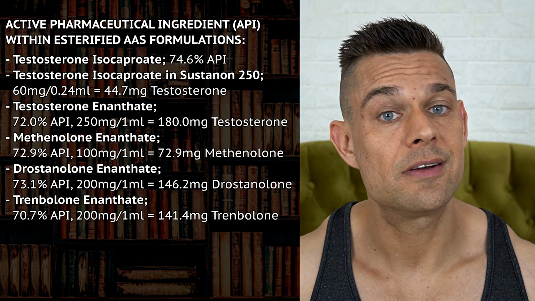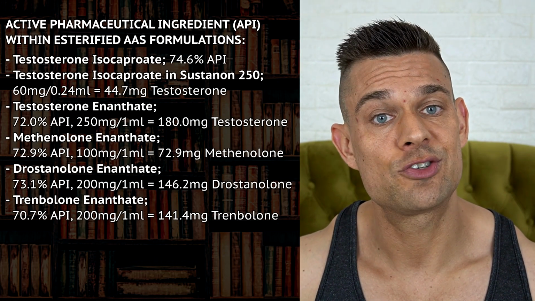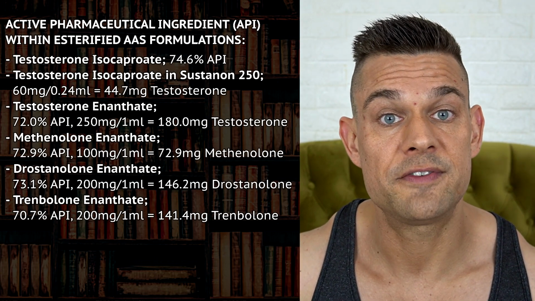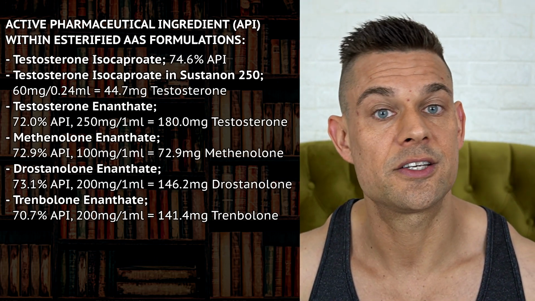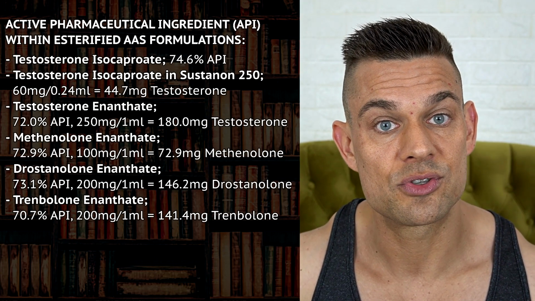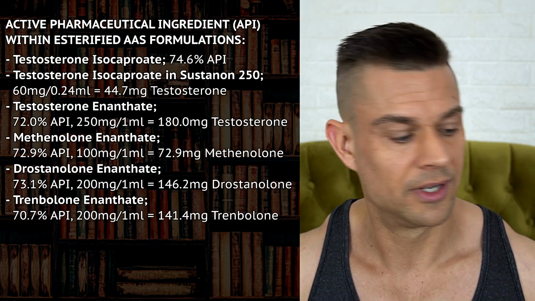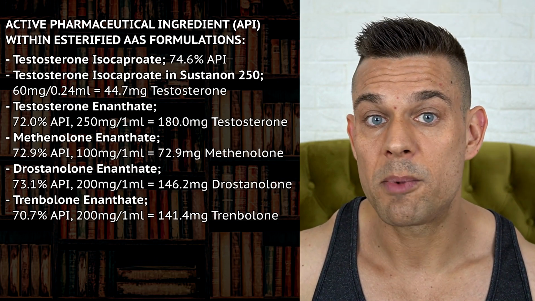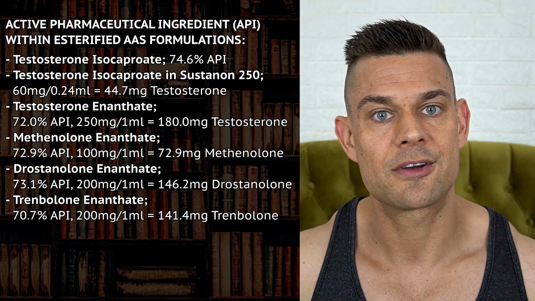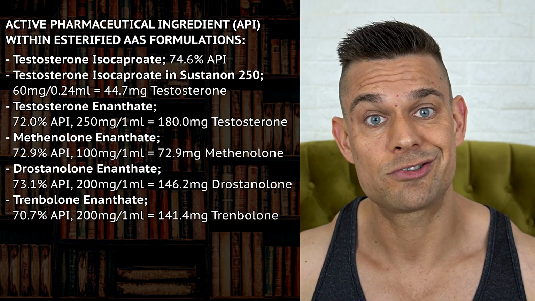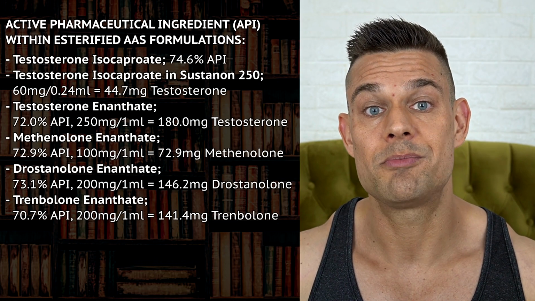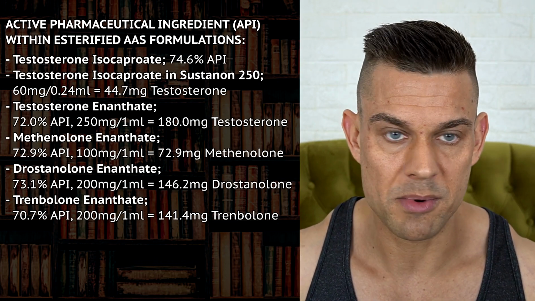Testosterone enanthate will yield about 72% actual testosterone. So that means a formulation containing 250 milligrams per 1 milliliter testosterone enanthate will yield 180 milligrams of actual testosterone. Now, let's also discuss primobolan enanthate, methenolone enanthate, one of my favorite compounds to run alongside testosterone. Methenolone enanthate is 72.9% methenolone, or primobolan.